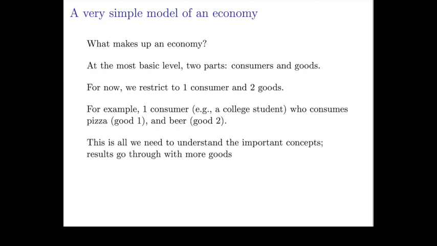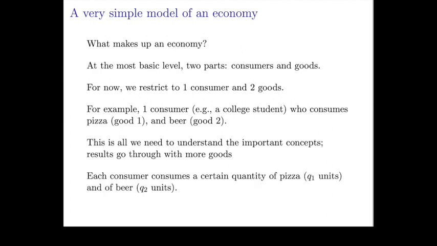So for example, think of one consumer who's, let's say, a college student who consumes pizza and beer. So we'll call pizza good 1 and we'll call beer good 2. And this simple model is going to let us understand a lot of important concepts. And these things are mostly going to go through even for more goods.